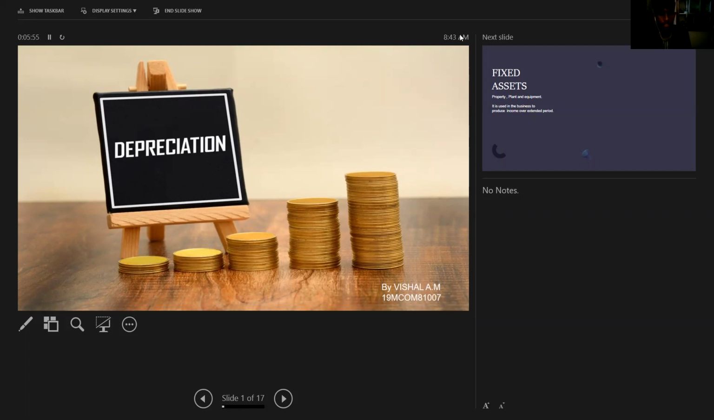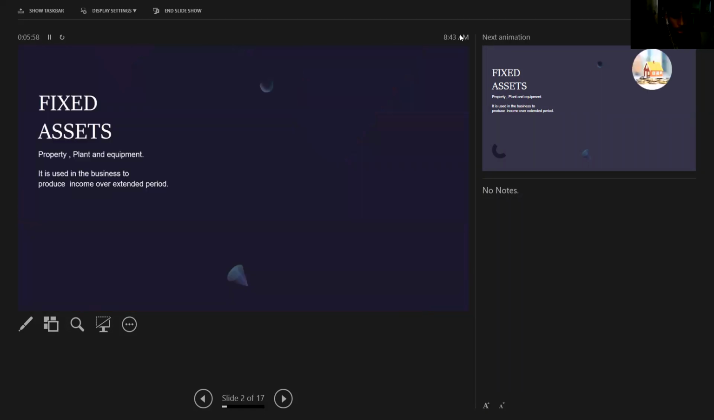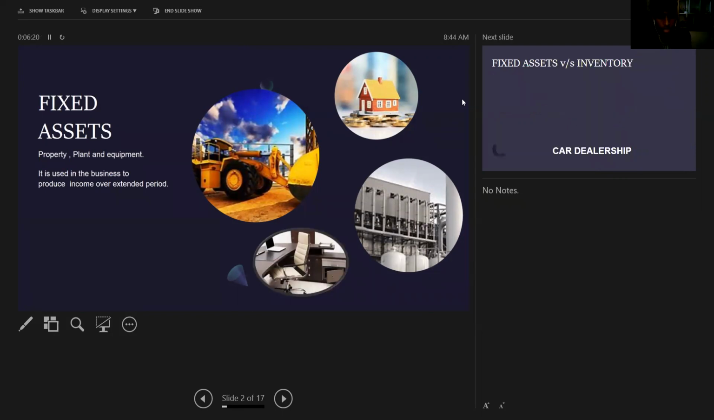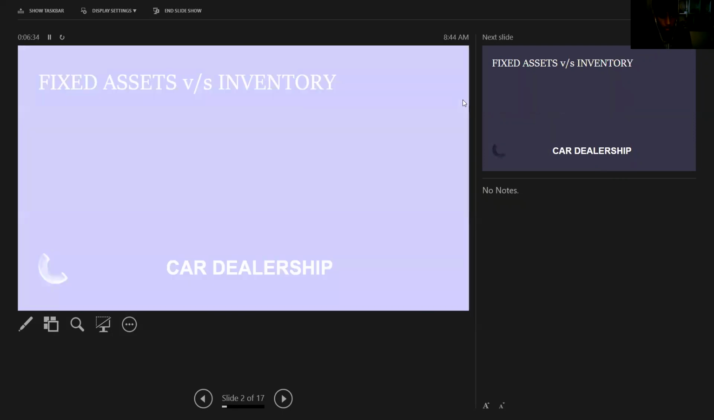Depreciation under section 32. Depreciation applies to fixed assets on our balance sheet. This group of assets is also called property, plant, and equipment. In short, we call it PPE. These are items that are used in the business to generate income for more than 12 months. Examples of fixed assets are plant and machinery, buildings, furniture and fittings, computers, motor vehicles, trucks, and so on. So it is used in the business to produce income over an extended period.